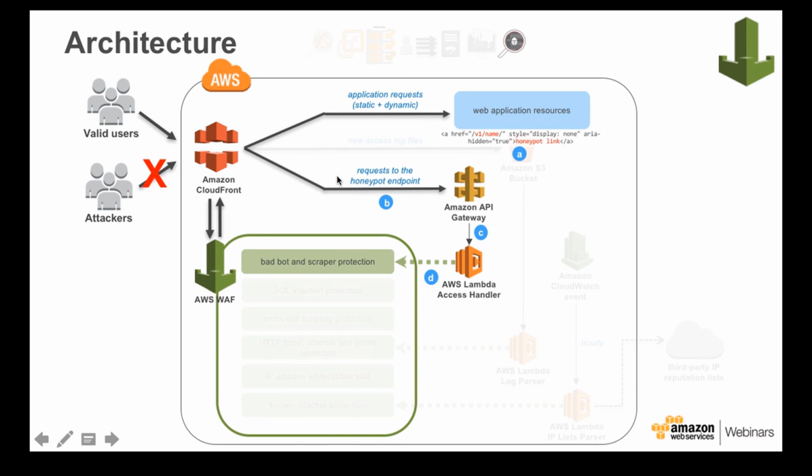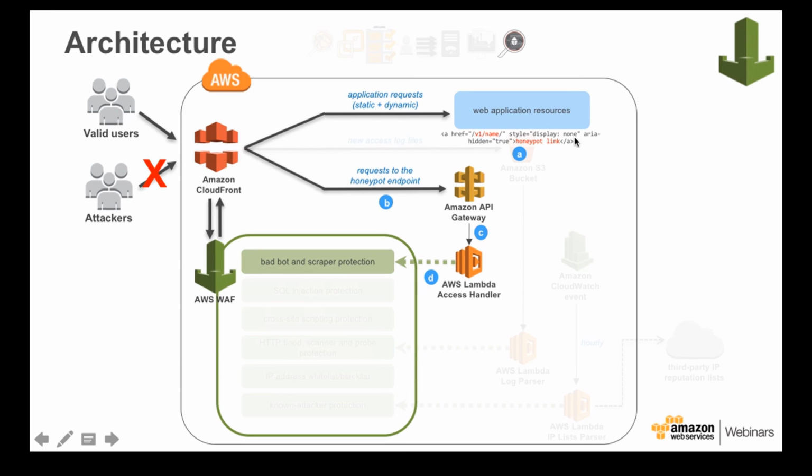This solution basically works by configuring a trap endpoint, where you add a reference to it in your website. You just add a hidden link like this one that points to the trap endpoint that we provision for you. And whenever a request comes to CloudFront and accesses this trap endpoint, it will be handled by a Lambda function which will block this origin.